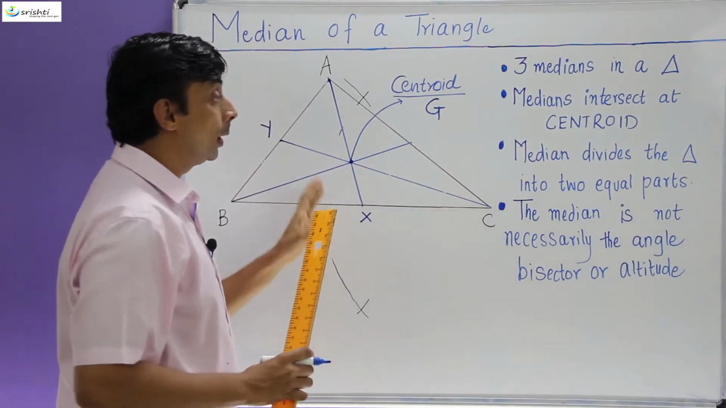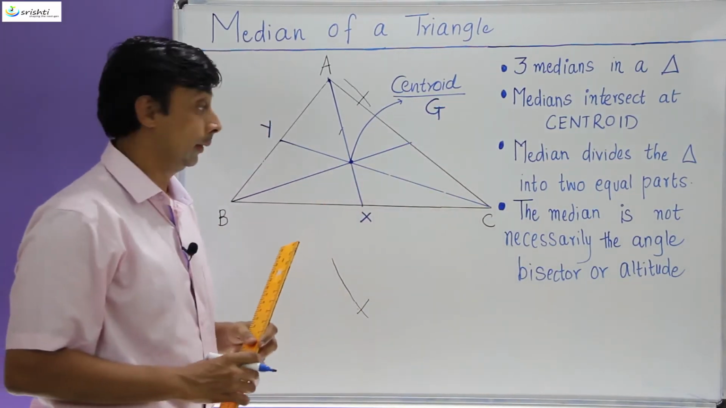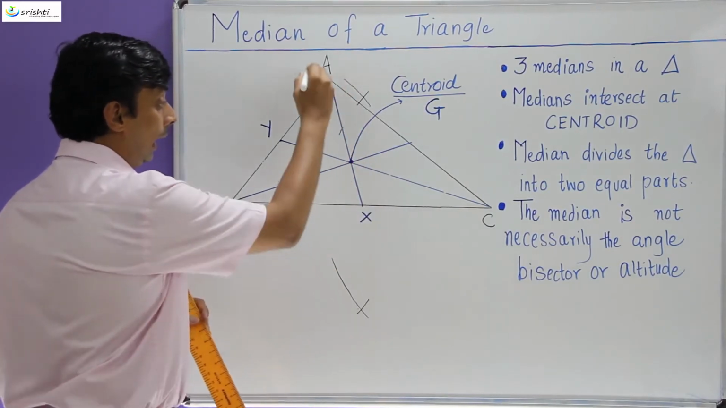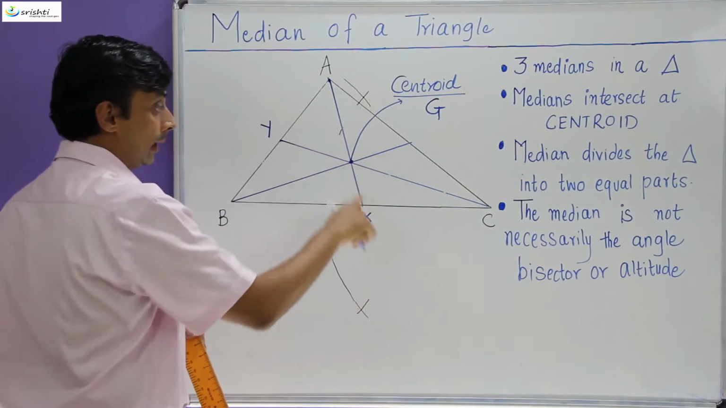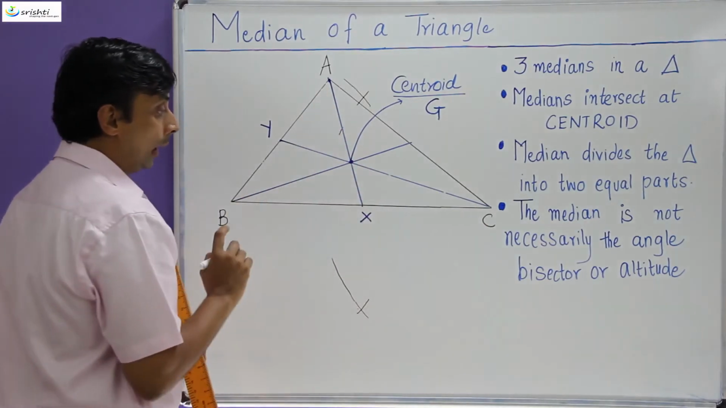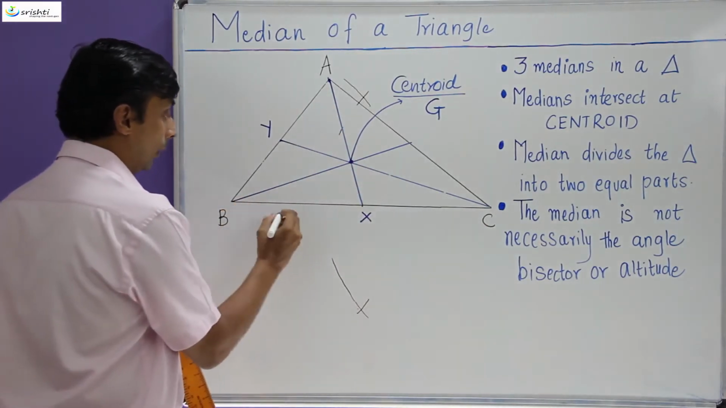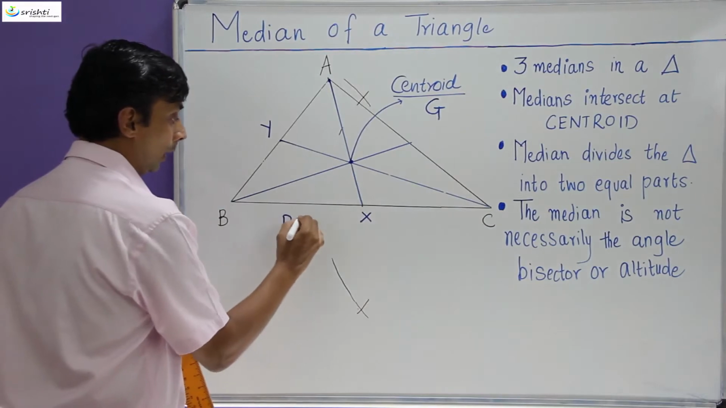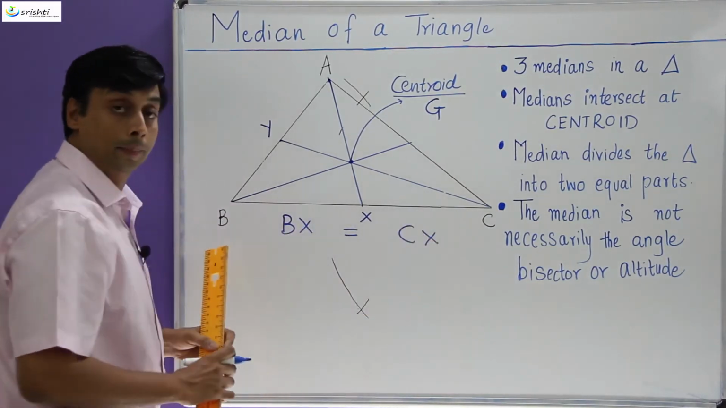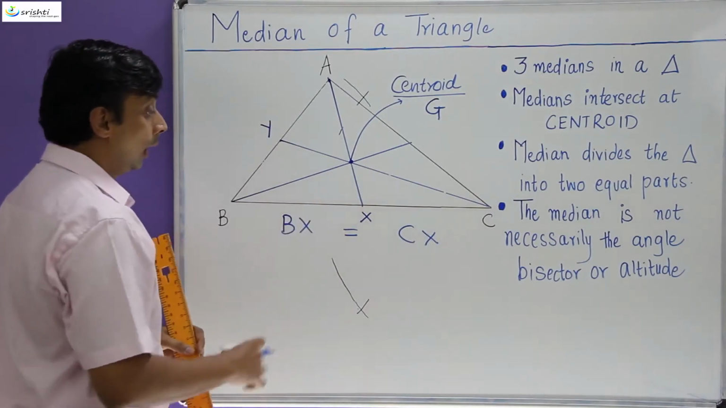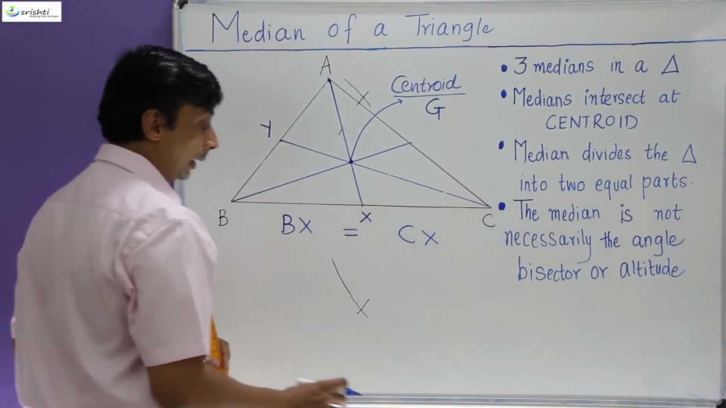Now there is a special property when it comes to the median. So let's consider median AX. X is the midpoint of BC, AX is the median. Now what is happening in this case is, we know that the measurement of BX is exactly equal to the measurement of CX, right? Because X is the midpoint.